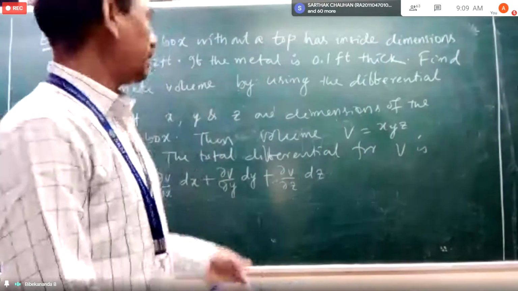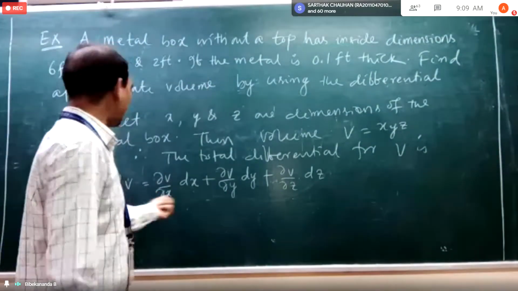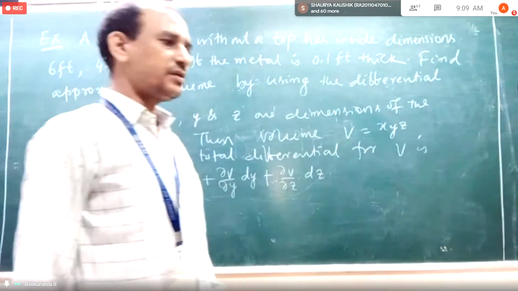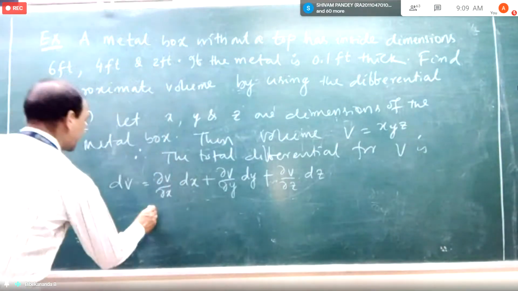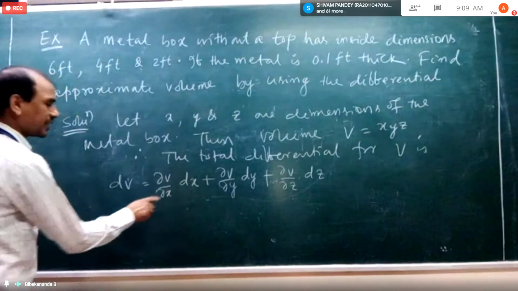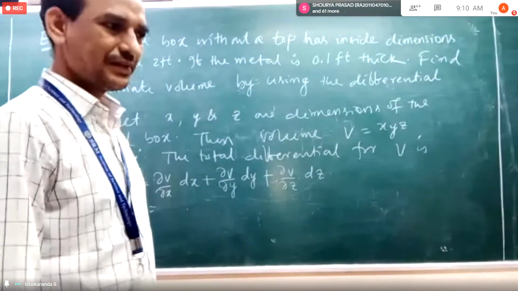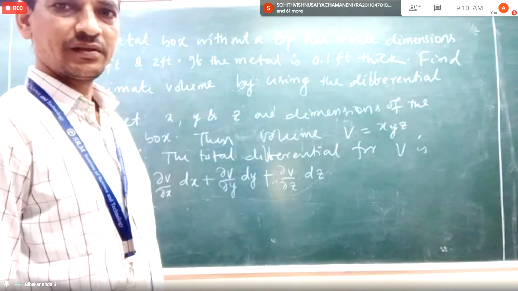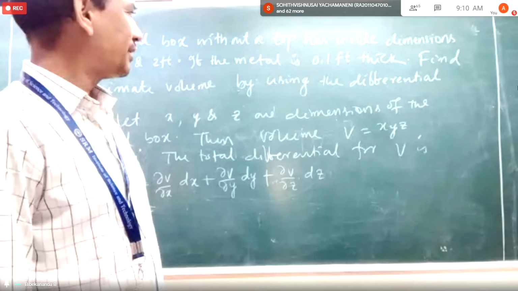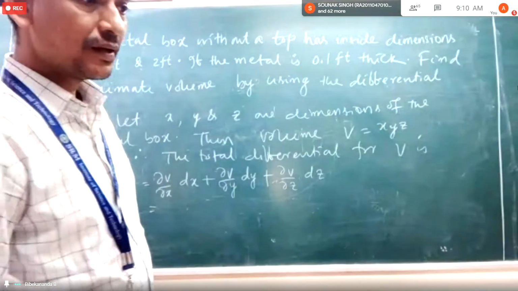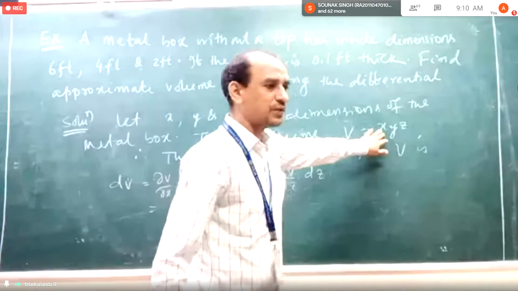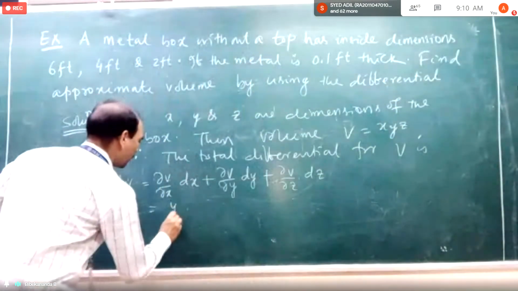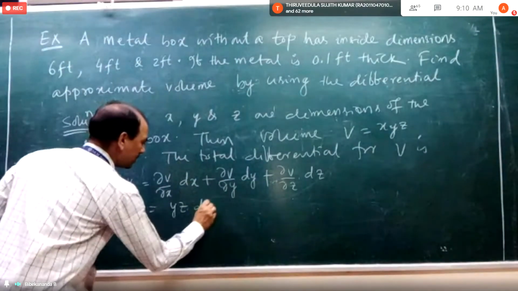Okay. So if we have three variables, we can have a total differential in this manner. Now you tell me, what is the partial derivative of V with respect to X? YZ. We said this YZ. V with respect to X. So YZ will be constant. So what will be that? YZ and the dx will be there.